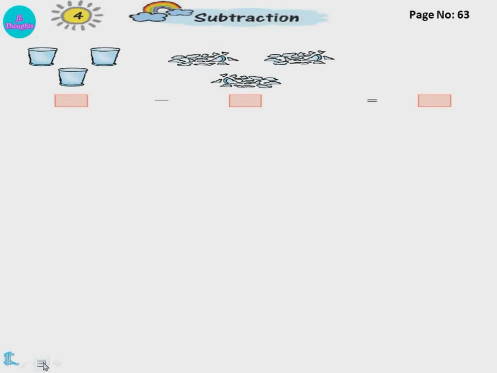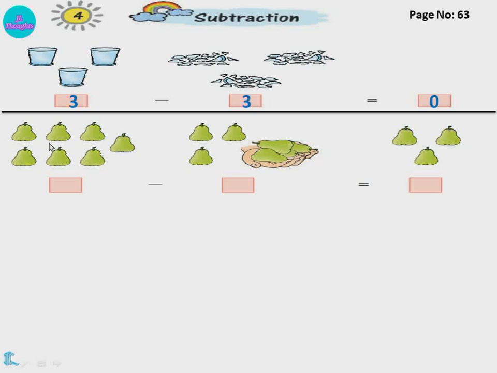Now first see how many glasses are here, children. 1, 2, 3. So here you will write 3. How many got broke? 1, 2, 3 got broke. So 3 glasses were there. 3 got broke. Are there any glass left? No, 0.